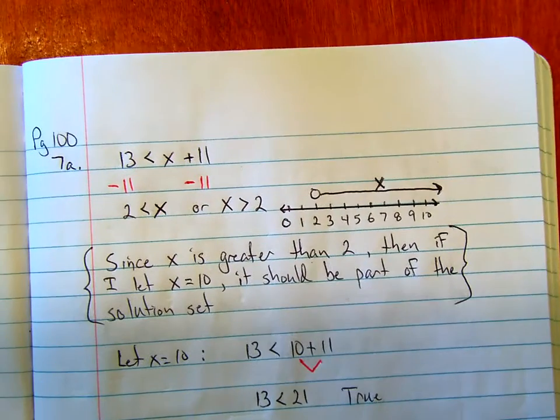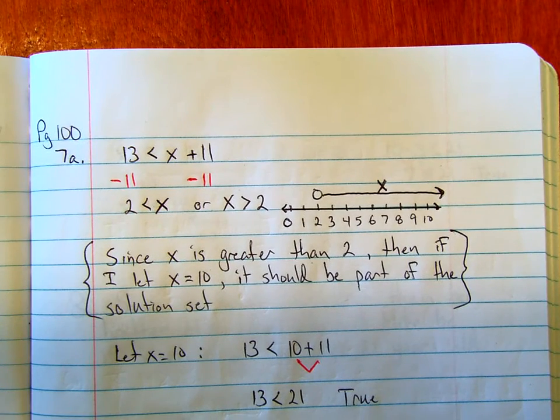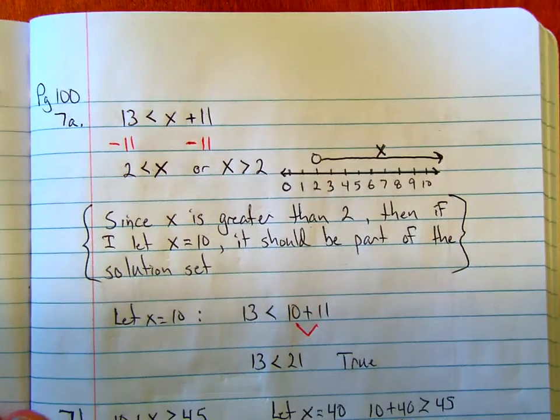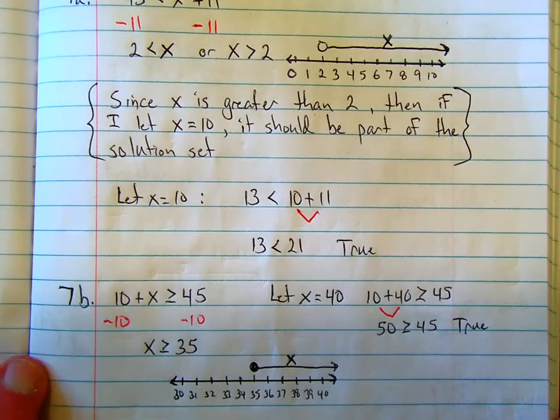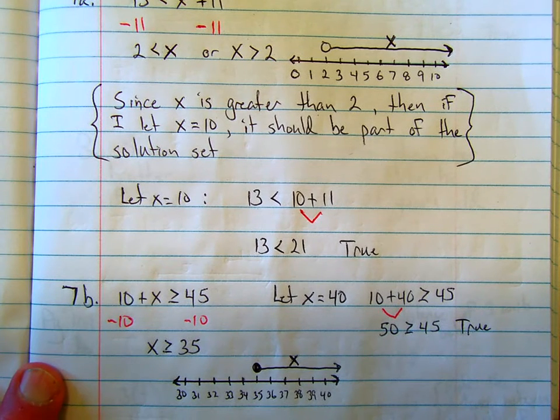Page 100. 7A simplifies to x greater than 2, and I graphed it. Since x is greater than 2, they asked us to test it with a different number. I just chose 10. And 10 should be part of the solution set, and it is. 7B simplifies to x greater than or equal to 35, and again, I just chose 40 to test it, and it does work out.